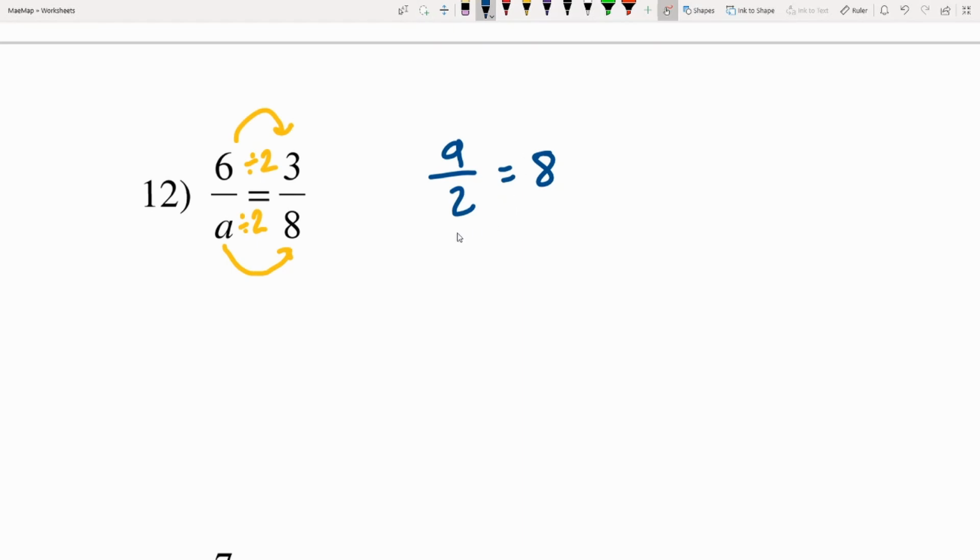What divided by 2 equals 8? Well, a is going to equal 8 times 2, right? Because we can multiply by 2 on both sides to cancel that 2 out. So a is going to equal 8 times 2, which is 16. 16 divided by 2 is indeed 8.